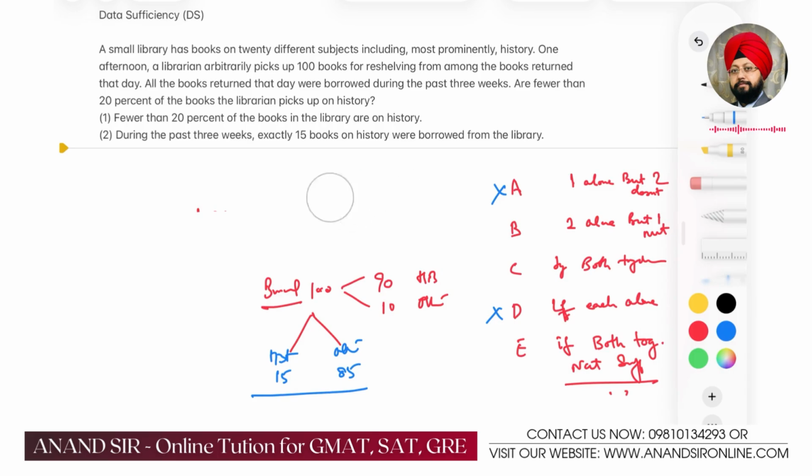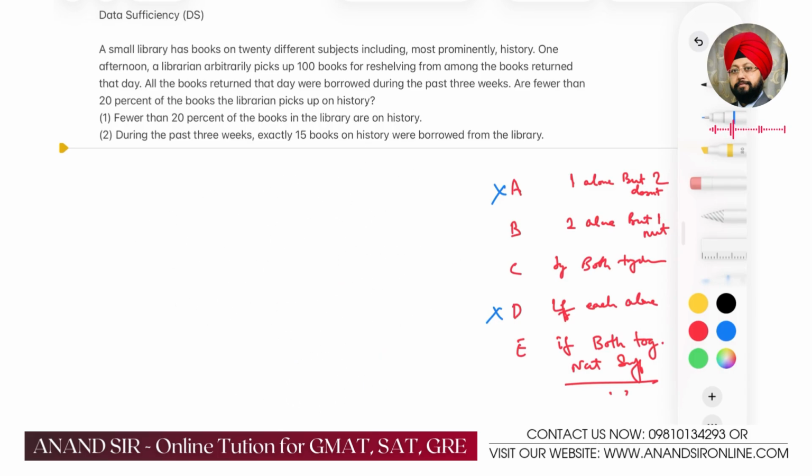Second option says that during the past 3 weeks, exactly 15 history books were borrowed. And how many are returned? Total books 100. So it means that out of 100, 15 are on history. 15 are on history out of 100 books. It means 15 out of 100, that is 15%. It means it is less than 20%.